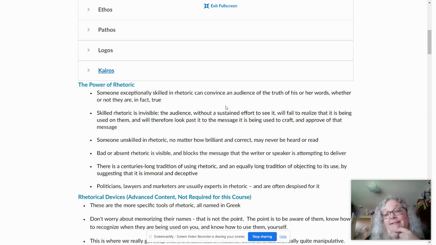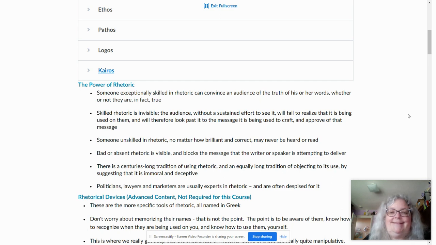So let's talk again about the power of rhetoric. Someone exceptionally skilled in rhetoric can convince an audience of the truth of his or her words, whether or not they are in fact true. Skilled rhetoric is invisible. The audience, without a sustained effort to see it, will fail to realize that it's being used on them, and they will therefore look past the rhetoric to the message that it's being used to craft, and they will approve of that message. Someone who is unskilled in rhetoric, no matter how brilliant and correct, may never be heard or read. Bad or absent rhetoric is visible, and it blocks the message that the writer or speaker is attempting to deliver.